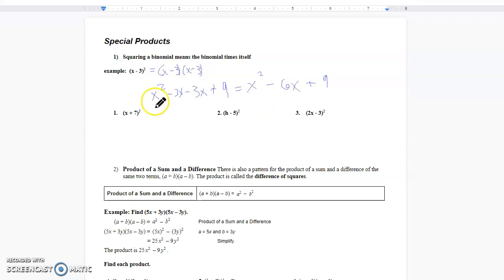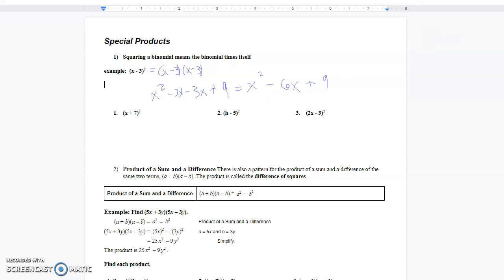So like this is x plus 7 times x plus 7. h minus 5 times h minus 5. 2x minus 3 times 2x minus 3. Okay, so do those. And if you want the answers, please email me or go to my office hours and I'll give them to you. Alright, let's go to the second thing.